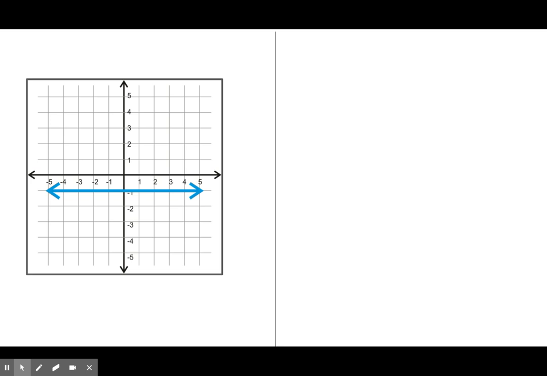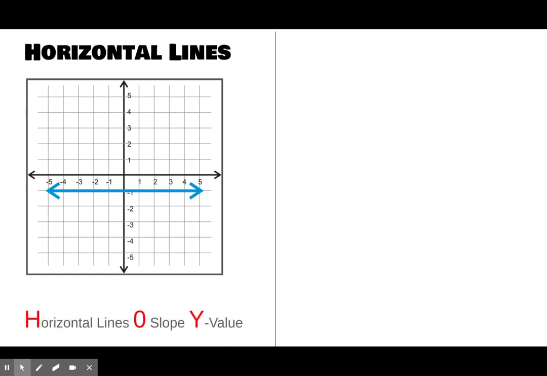So let's talk about this line. If I asked you to write the equation for this line, it's not a diagonal line like we're used to. So we're going to ignore the whole y equals mx plus b and talk about how we're going to write the equation for this line. First of all, we need to understand that it's a horizontal line. Horizontal lines go from left to right, and there's a special little saying I like to say when I think of horizontal lines. Horizontal lines have a zero slope, and they are always going to take the y value. So I like to say "hoy." Every time I see a horizontal line, I say "hoy" to help me remember those three things.